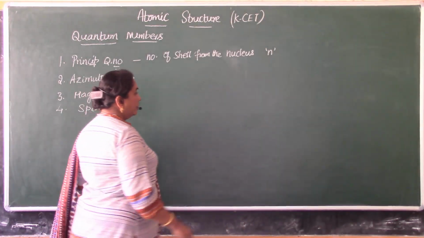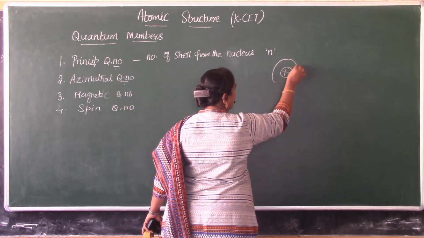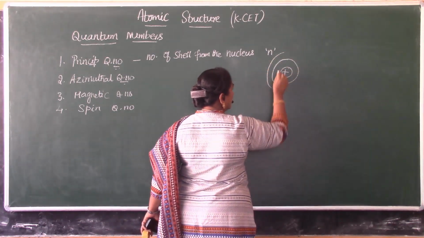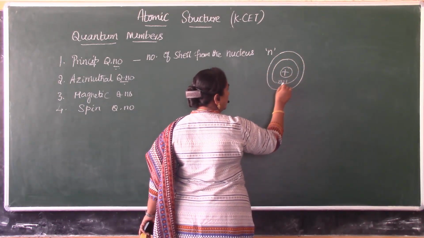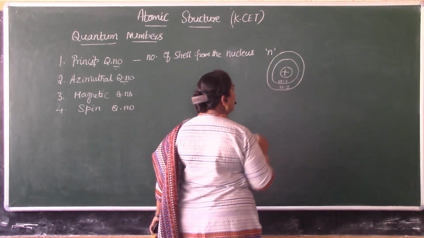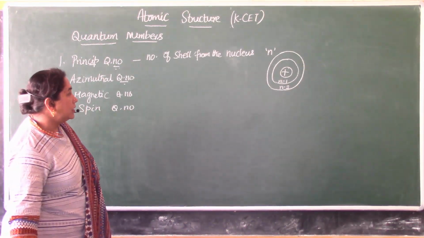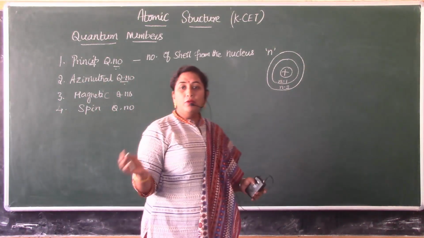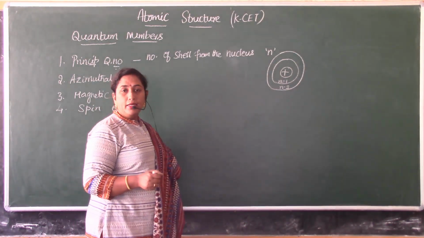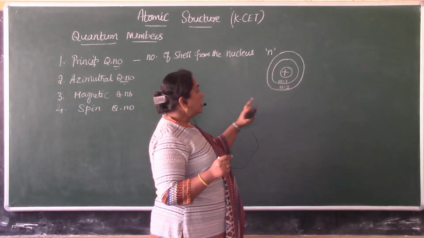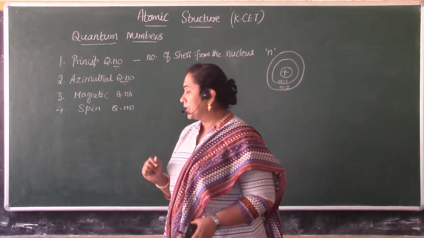So the number of shell means, say supposing this is our atom, and these are our shells. This is n is equal to 1, n is equal to 2, that means we are numbering from the nucleus. So the orbits closer to the nucleus are having lesser number, and the orbits farther away from the nucleus will have higher numbers. So principal quantum number indicates the number of the shell from the nucleus in which the electron of our consideration is present.